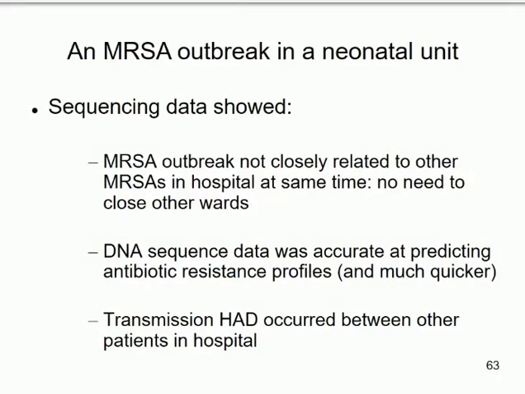All those genome sequences were then analyzed, and a few important things were found out. First of all, the patients in different parts of the hospital getting MRSA mostly were getting a different form of it. It was the same organism, but a different strain, and that could be told from the genome sequence. That meant that although they had to close down the baby ward, it wasn't necessary to shut down the other wards as well.